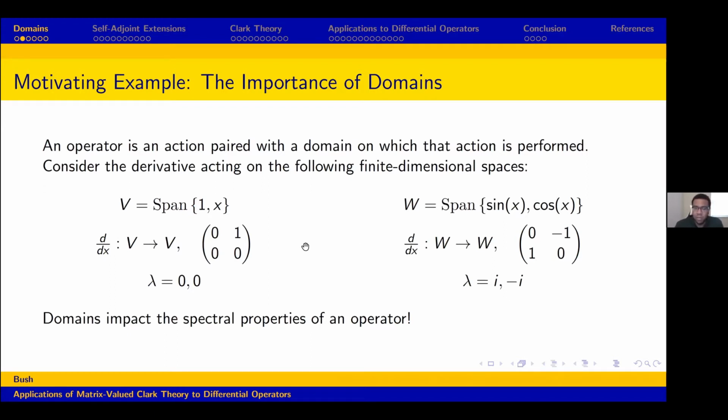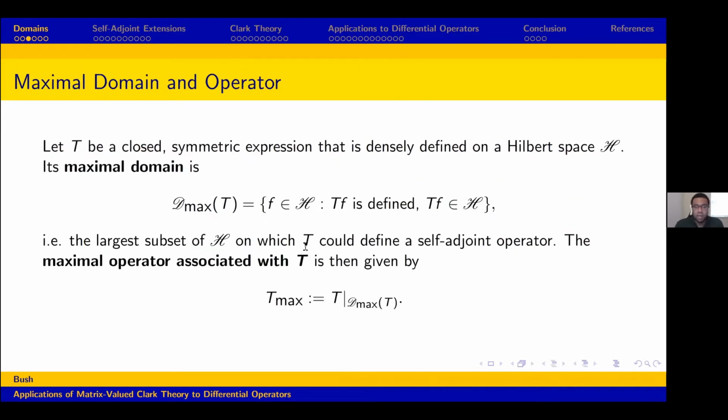Once you get into infinite dimensional things, as you might imagine, the spectrum can get even more complicated, and the domain matters all that more. To begin discussing that exact case, we're going to define a few domains commonly associated with operators. In particular, for a closed symmetric expression that's densely defined on an underlying Hilbert space H, we'll call the maximal domain of that expression, which we'll denote by D_max of T, the set of all functions that you can apply it to. Note it's only densely defined, so it may not be defined on the whole space. And it has the property that the operator maps back into the Hilbert space.